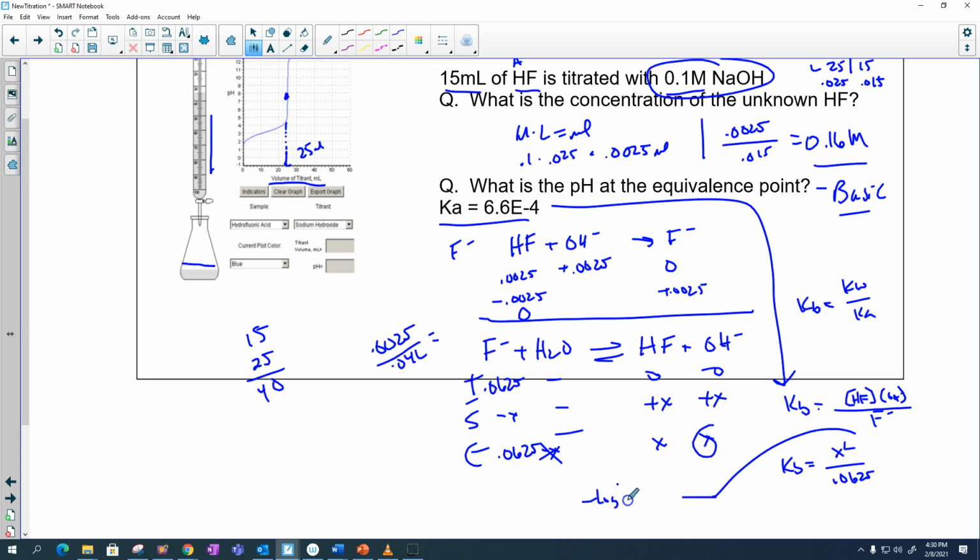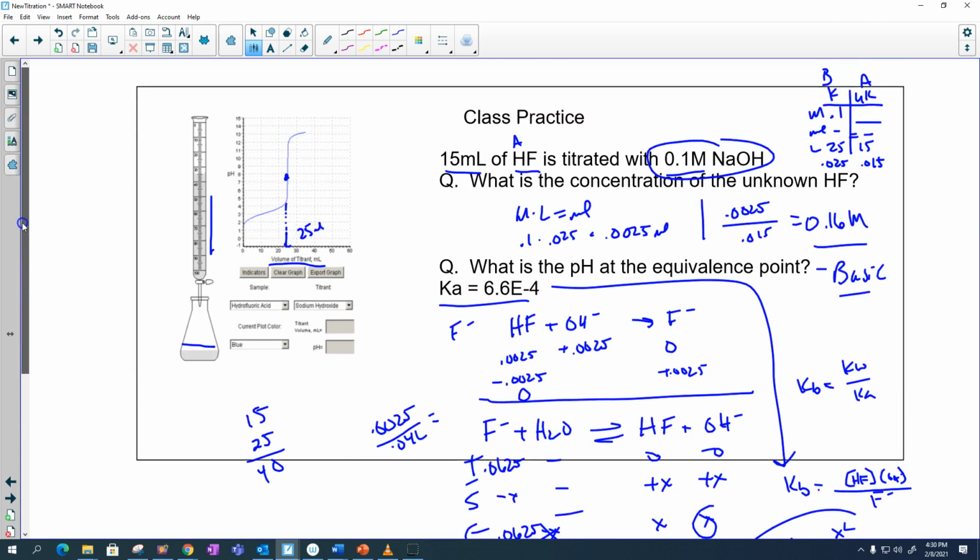Negative log of this concentration will give you the pOH. And of course, we'd want to take 14 minus that value to give me my pH. And it should be basic. Alright, so a bunch of work there, but that's stuff we want to be able to do.